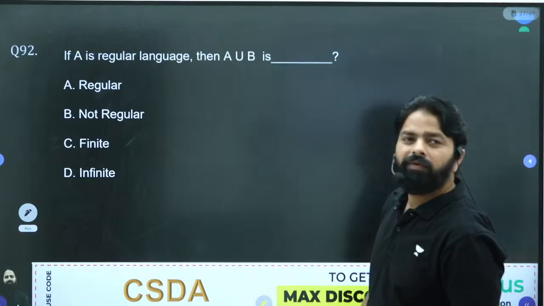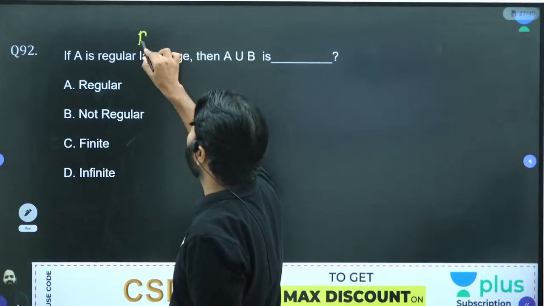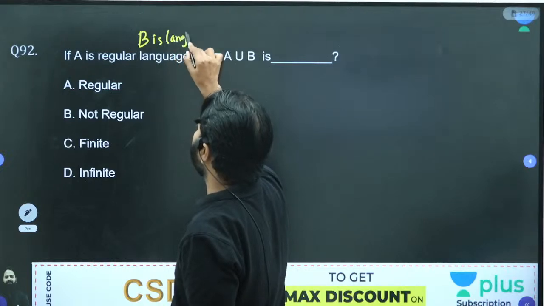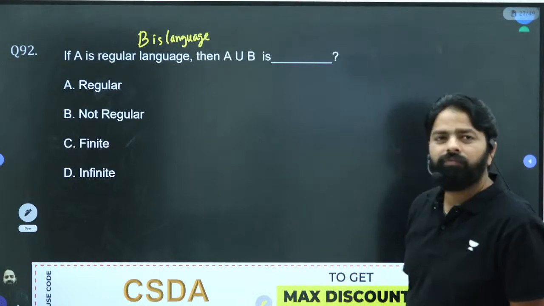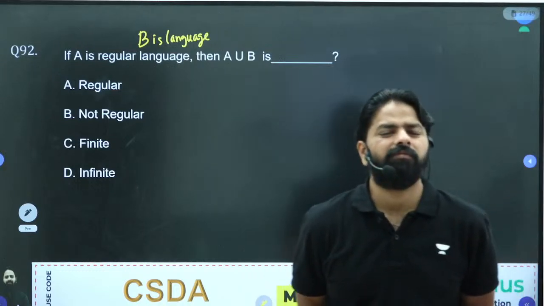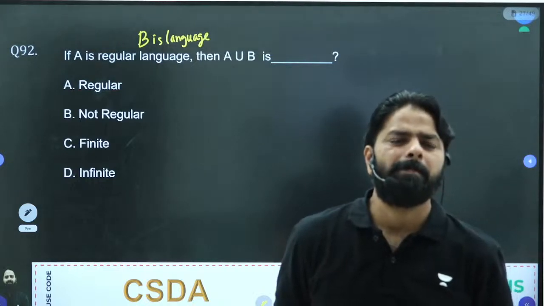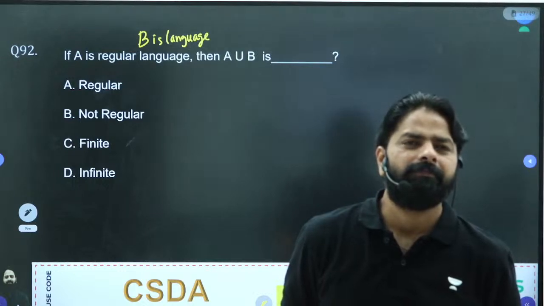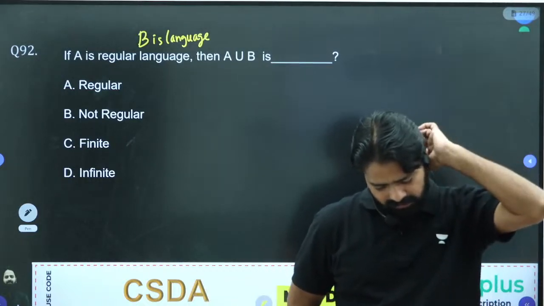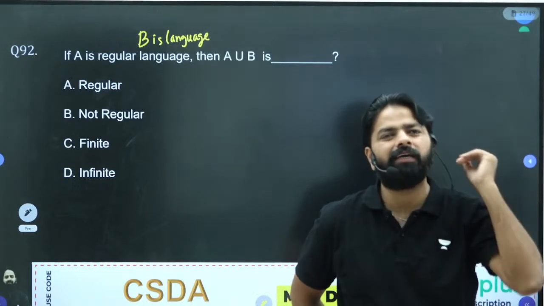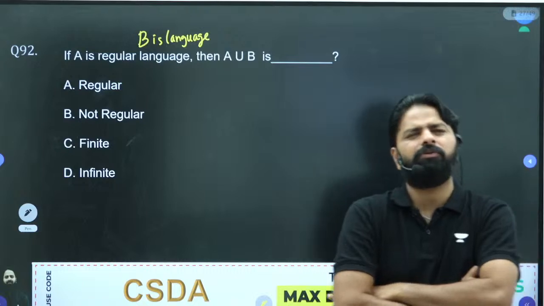Now, let's see who will answer the statements. If A is regular, then what can you say? B is some language. Assume that B is a language, but we do not mention which language. A is a regular language, but B we do not know. Reversal of infinite is again infinite. That is, take an infinite language, do the reversal, you will get infinite again. Likewise, you may have others, but you should think about it.